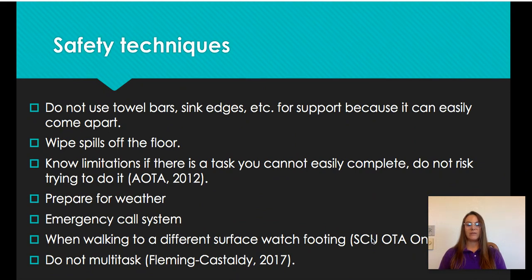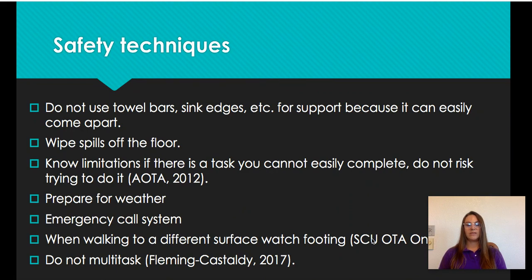Prepare for weather. So there's lots of different daily apps. Make sure you know if it's snow or if it's rain that you have gear. So maybe boots with a non-slip tread can help you. An emergency call system. So make sure you have access to an emergency call system in case there is an accident.